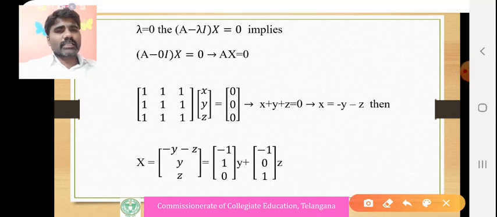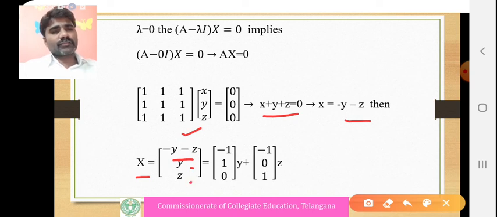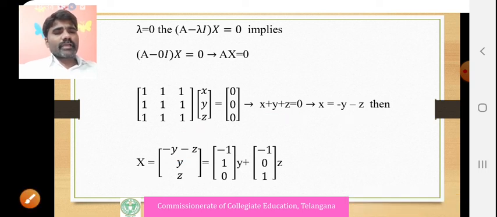That implies x plus y plus z equals 0, so x equals minus y minus z. That implies the eigenvector has x equals minus y minus z, where y is an independently chosen free variable, and z is also a free variable. Now split this vector into a linear combination of two different vectors: y times (minus 1, 1, 0) plus z times (minus 1, 0, 1). This is the eigenvector corresponding to lambda equals 0.